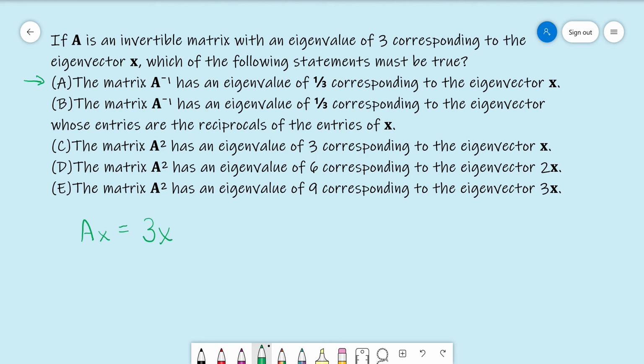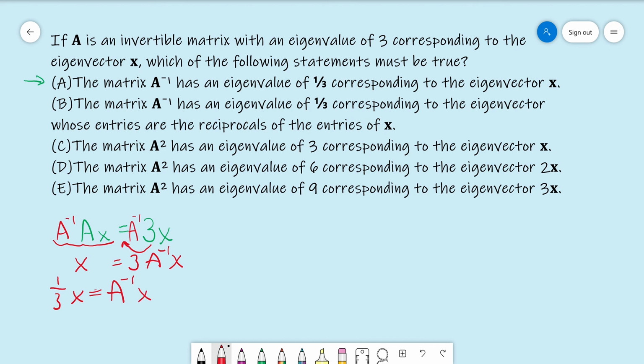So what can we say about the matrix A inverse? Well, if we pre-multiply both sides by A inverse, what do we get? Well, this is just going to be x. And here, the 3 is a scalar, so it can come out in front when you're doing multiplication. Okay, if you divide both sides by 3, you get 1/3 x is equal to A inverse of x.